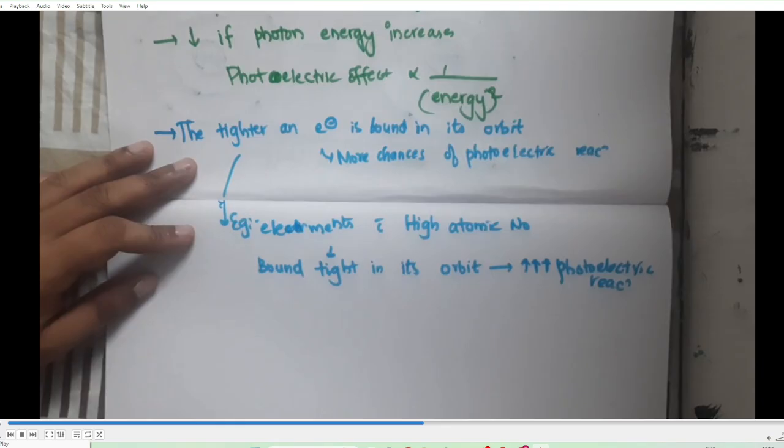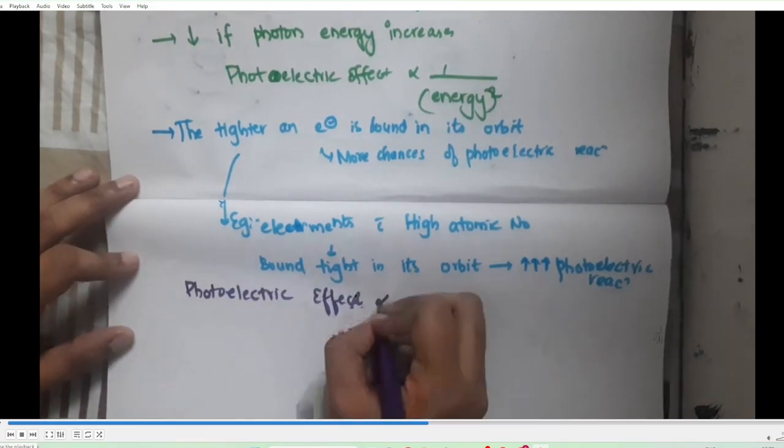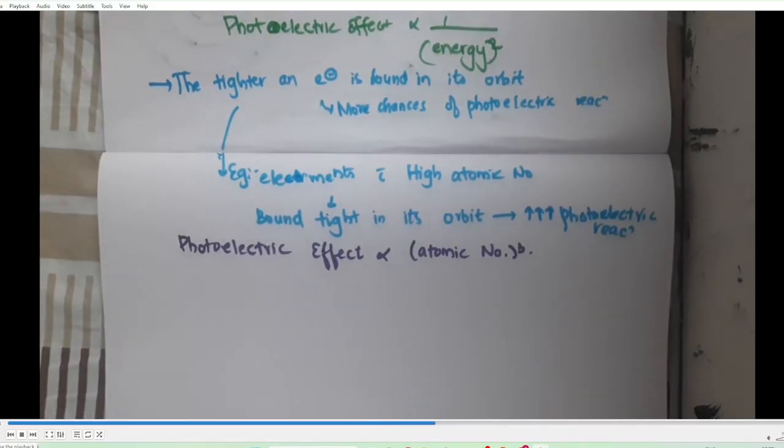However, in elements with high atomic number, when the energy of the incident photon is sufficiently high to eject the K shell electron, then many photoelectric effects will occur at that particular energy level. Because elements of high atomic number bind their electrons more tightly, they are more likely to undergo photoelectric reactions. So, the photoelectric effect is approximately directly proportional to the cube of the atomic number.